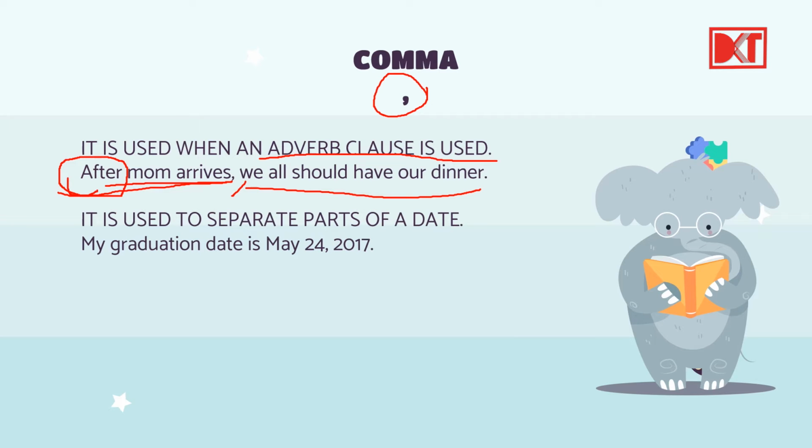Next, it is used to separate parts of a date. For example, my graduation date is May 24, 2017. So graduation date, May 24 and a comma and the year. So you're talking about the month, date, and the year, and we're using a comma in the middle. Alright, so these are the two more usages of comma. Let's move on.